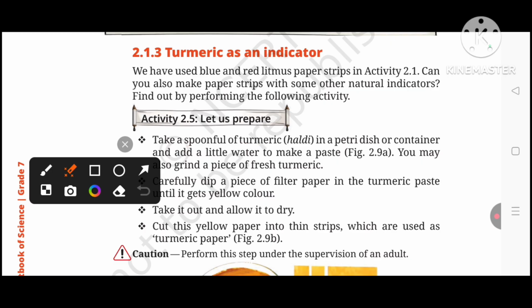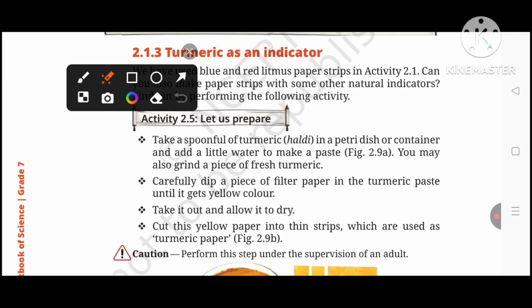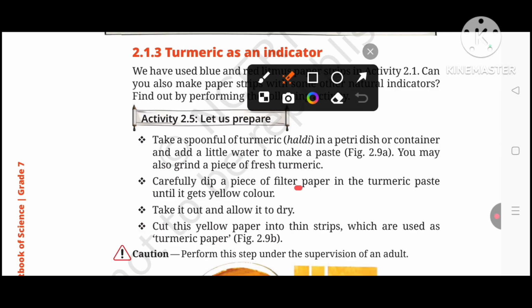Activity 2.5. Let us prepare. Take a spoonful of turmeric (haldi) in a petri dish or a container and add a little water to make a paste. You may also grind a piece of fresh turmeric. Have you ever seen fresh turmeric? It is similar to ginger. Carefully dip a piece of filter paper in the turmeric paste until it gets a yellow color. Take it out and allow it to dry. Cut this yellow paper into thin strips, which are used as turmeric paper.